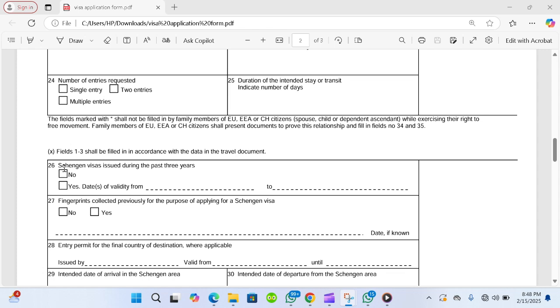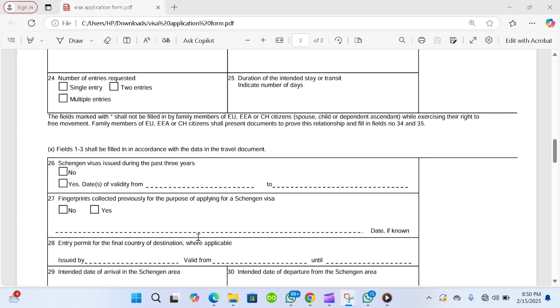Number 26, Schengen visas issued during the past 3 years. Here, if you've been issued any Schengen visa in the past 3 years, you tick yes and write the validity. But if you've not, then you tick no. Number 27, fingerprints collected previously for the purpose of applying for a Schengen visa. Here they want to know if fingerprints were collected. If number 6 is yes, you tick yes, but if it is no, you tick no.